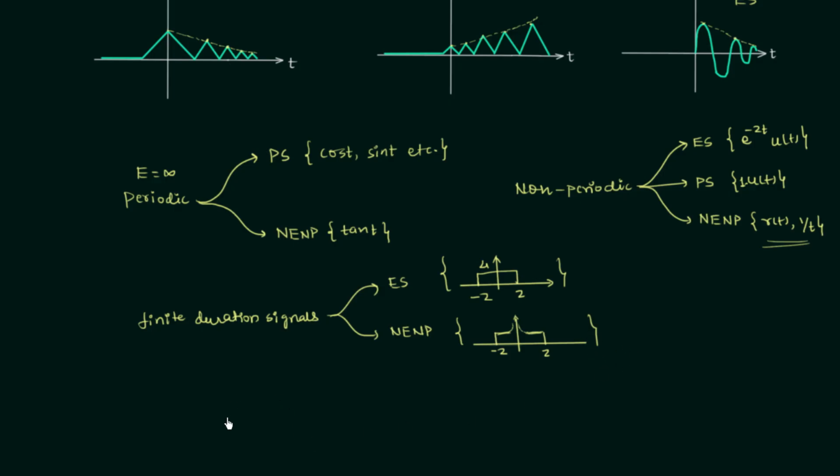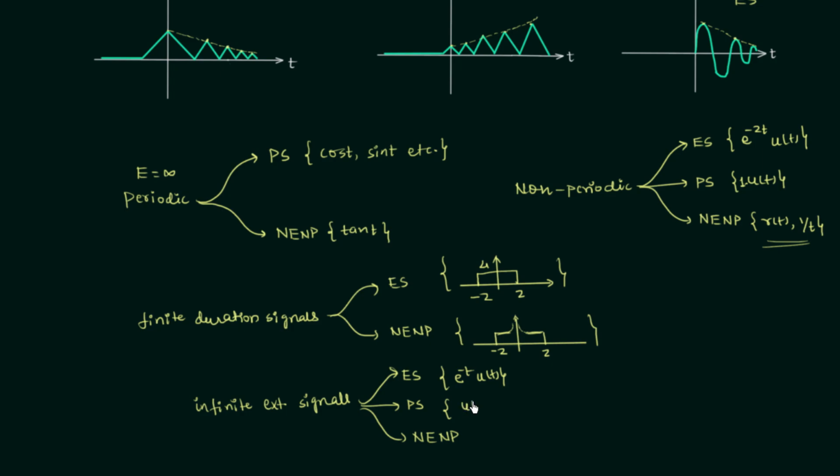Now let's talk about infinite extension signals. Here we have three possibilities. The first possibility is that the signal is an energy signal. The second possibility is that the signal is a power signal, and the third possibility is that the signal is neither energy nor power signal. I will write down the examples quickly. Here the example is e raised to power minus t u(t). It is an infinite extension signal with decreasing amplitude.